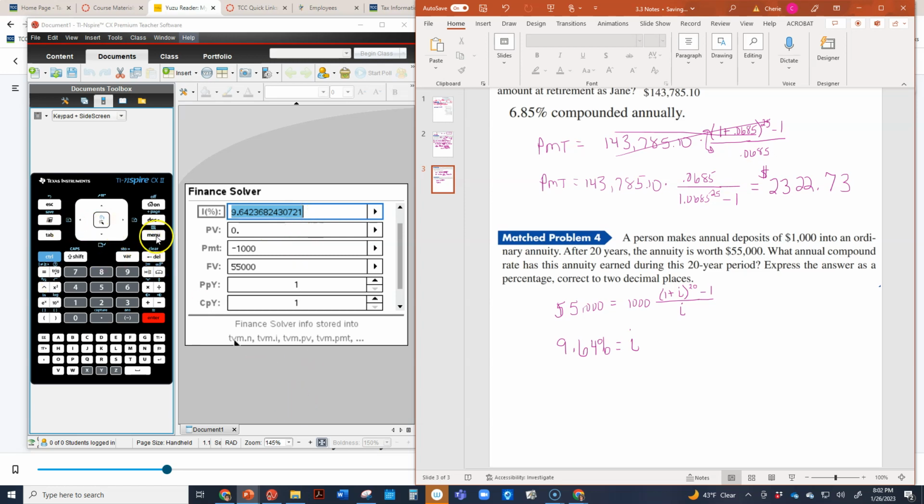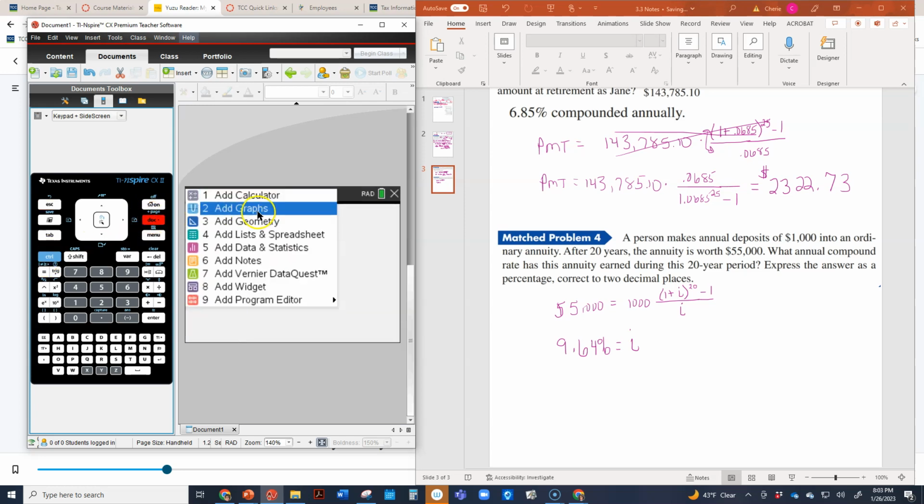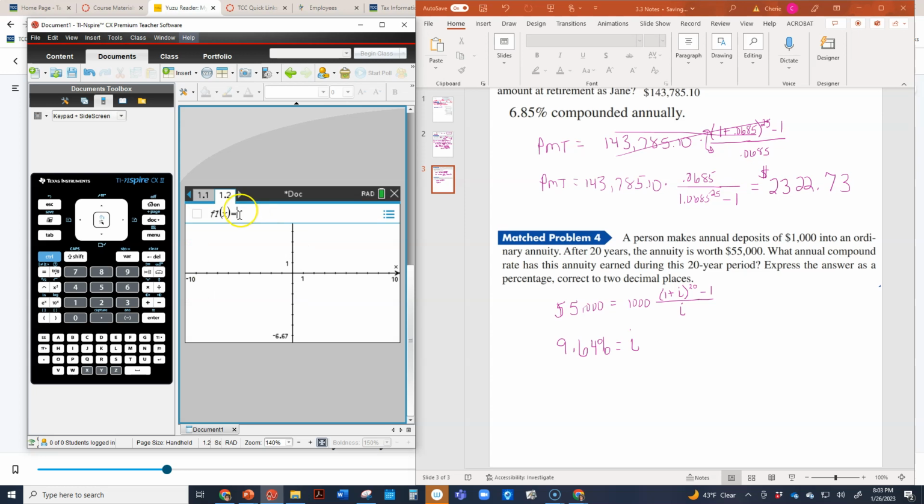Now, I said I would show you how to do it on the calculator. On the calculator, you would need a graphing screen. You see this right here, it says add a page. So Control Doc, and we need a graphs page. You would go here, type in 55,000. You would go to the second line, press down, and you would type in this. You would have to use X instead of I, because X is the only variable that will graph.